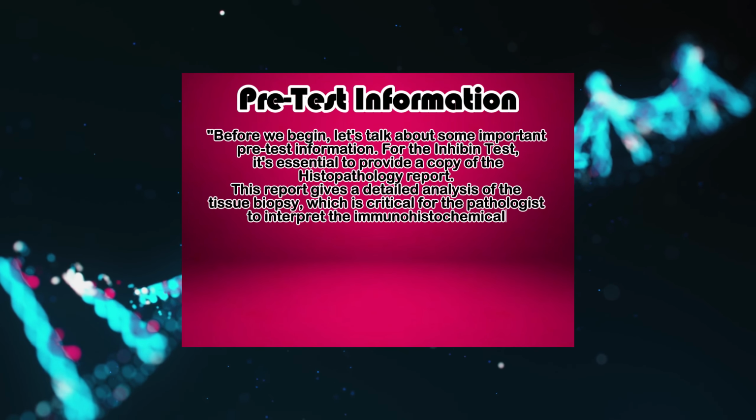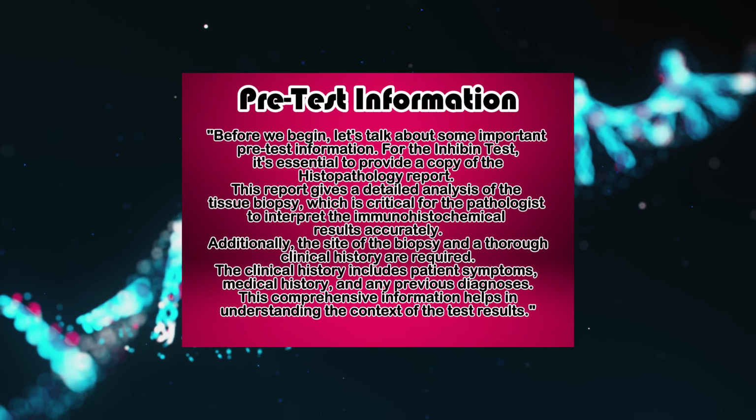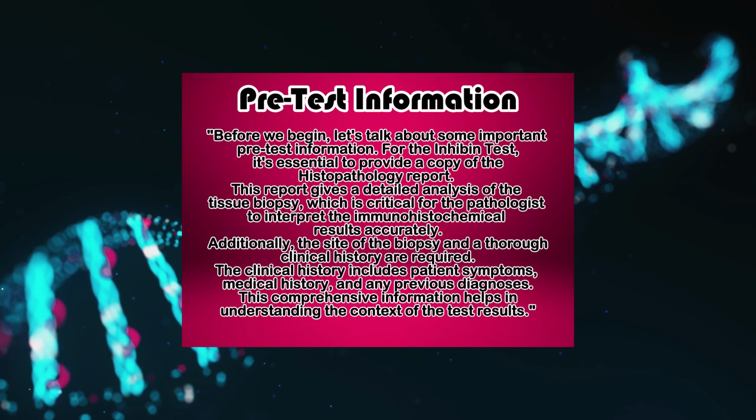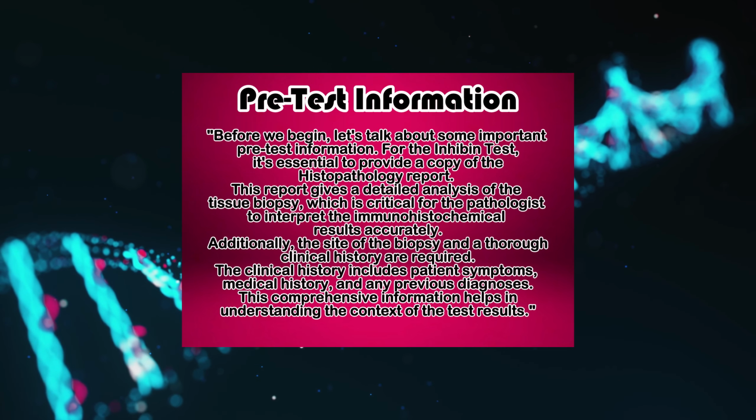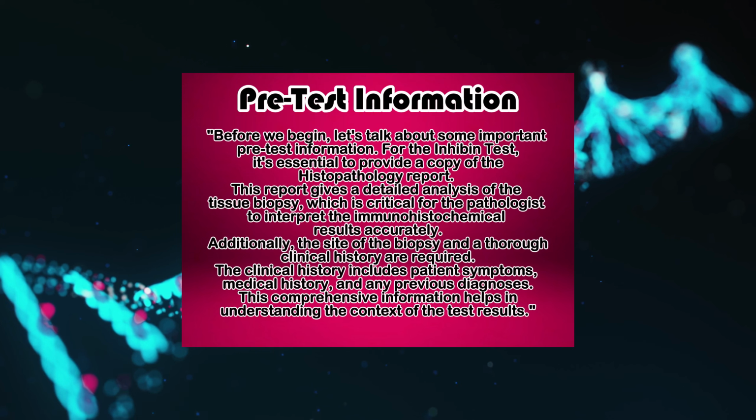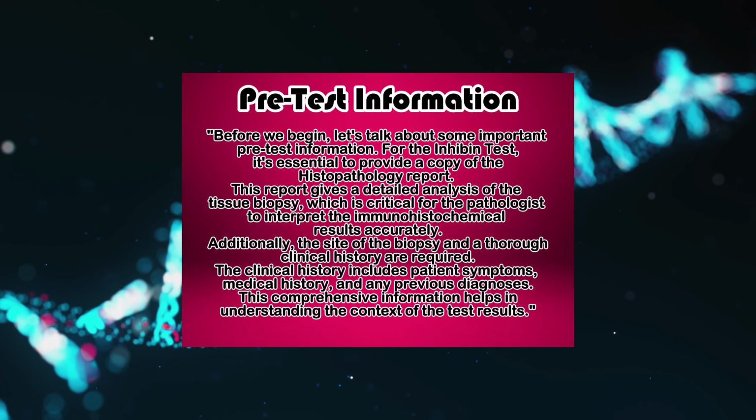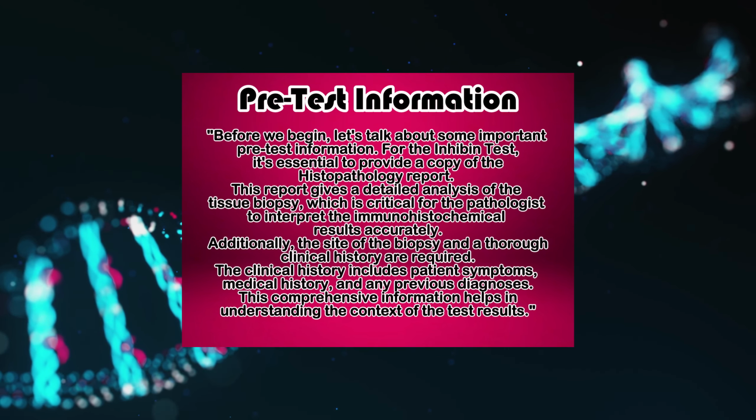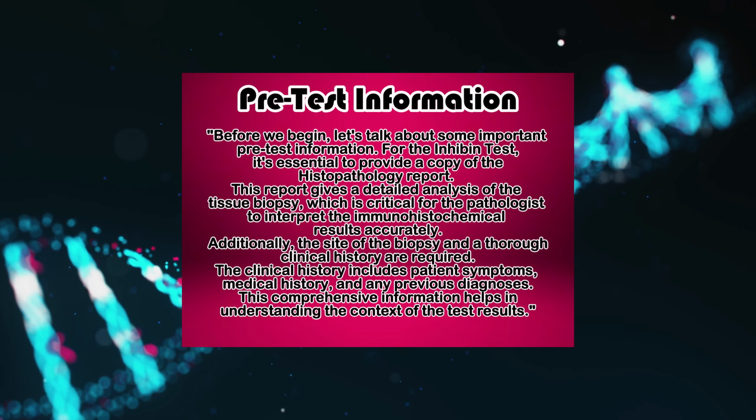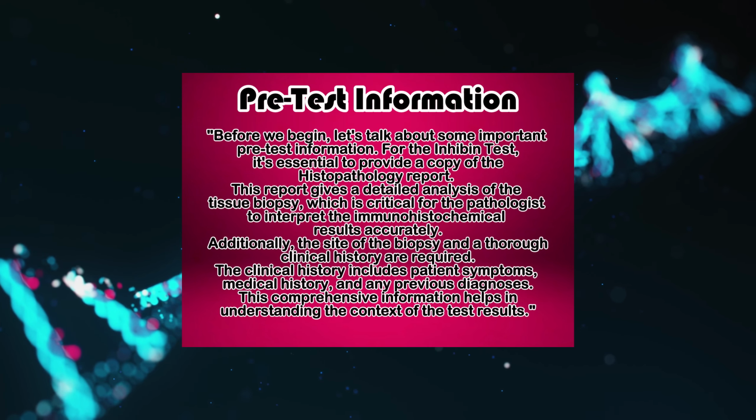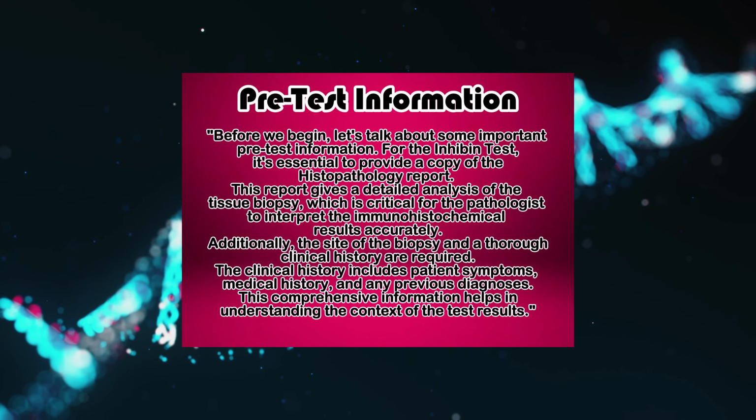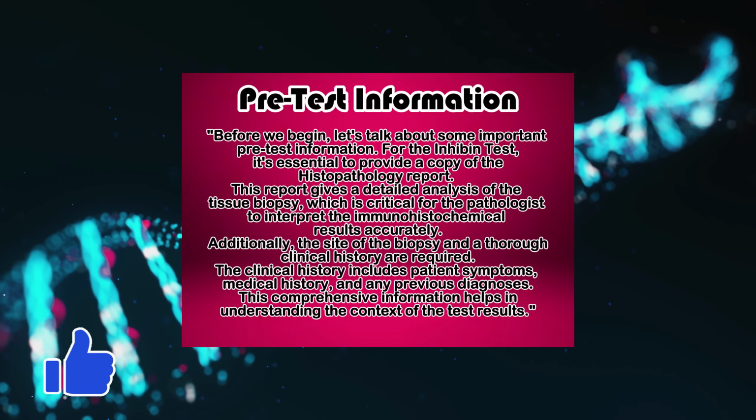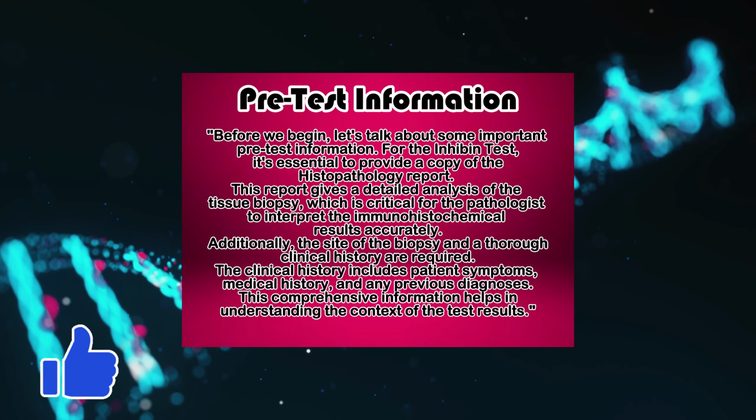Before we begin, let's talk about some important pre-test information. For the Inhibin test, it's essential to provide a copy of the histopathology report. This report gives a detailed analysis of the tissue biopsy, which is critical for the pathologist to interpret the immunohistochemical results accurately. Additionally, the site of the biopsy and a thorough clinical history are required. The clinical history includes patient symptoms, medical history, and any previous diagnosis. This comprehensive information helps in understanding the context of the test results.